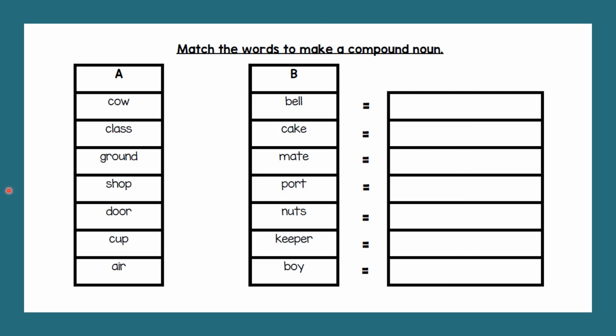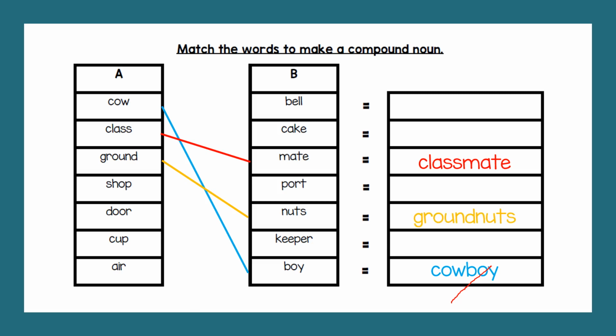The first one, cow, boy, cowboy. If you got that correct, please put a tick on your handout. Next, class, mate, classmate. Another tick if you got that correct. Next, ground, nuts, groundnuts. Another tick if you got that correct. Next, shop, keeper, shopkeeper. Another tick if you got that correct.